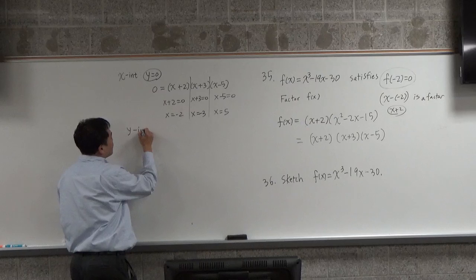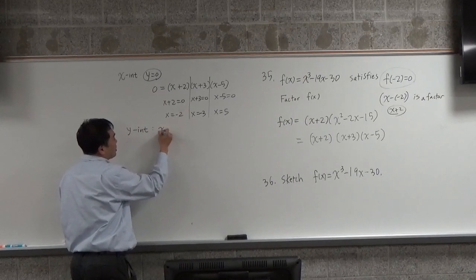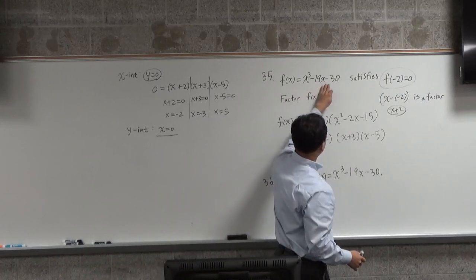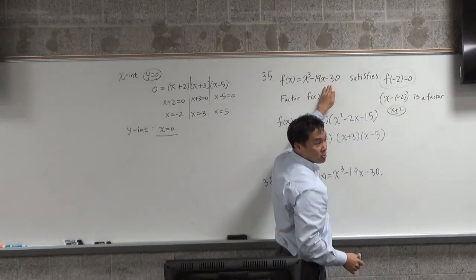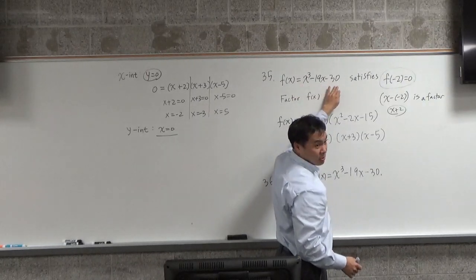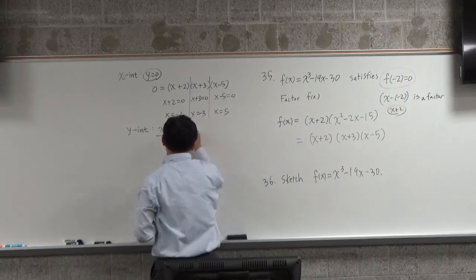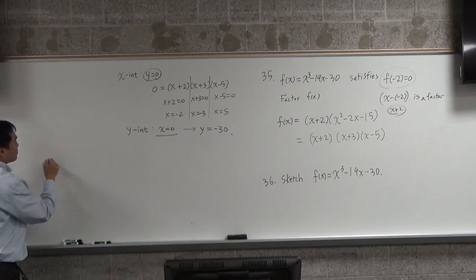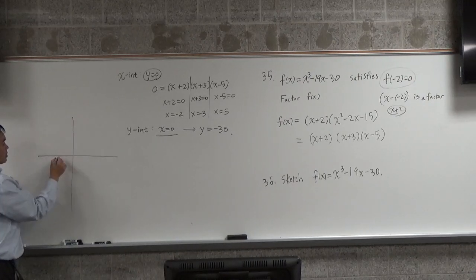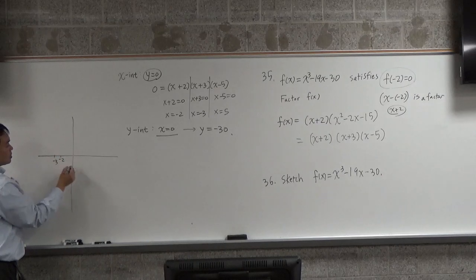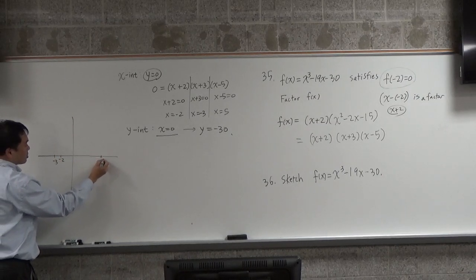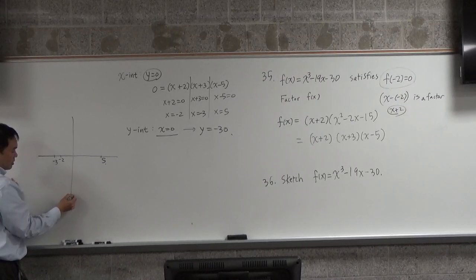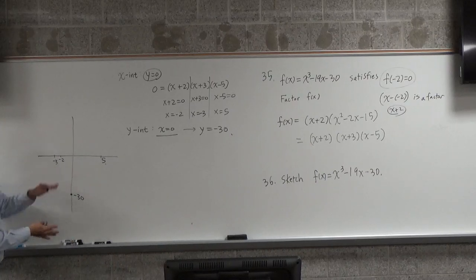How about the y-intercept? You set x equal to 0, and rather than plugging in x equal to 0 into the expanded form, it's easier to plug in x equal to 0 here. What do you get if you plug in x equal to 0? 0, 0, and you just get negative 30, right? So then you get y as negative 30. Now that's enough for us to draw the graph. Let's say here's negative 2, here's negative 3, and somewhere here will be 5. Negative 30 is way down here, but let's put negative 30 somewhere here so that the figure is not drawn to scale.